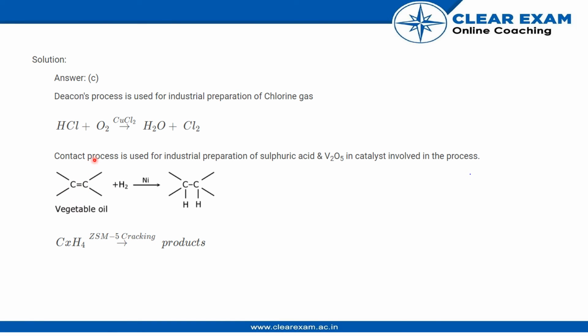Now, vegetable oil has a structure like this. When it reacts with hydrogen, that is, when we hydrogenate the vegetable oil in the presence of nickel, we get this structure. And when we are talking about cracking of hydrocarbons, ZSM-5 is used as a catalyst, which gives us cracking products.